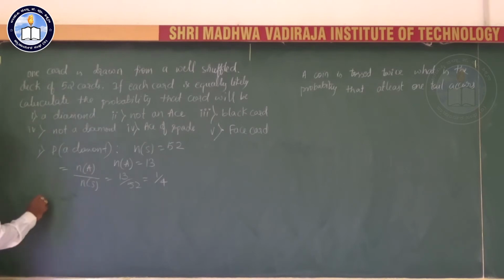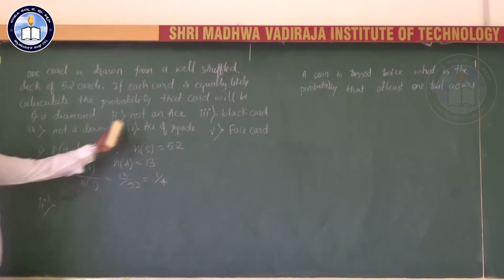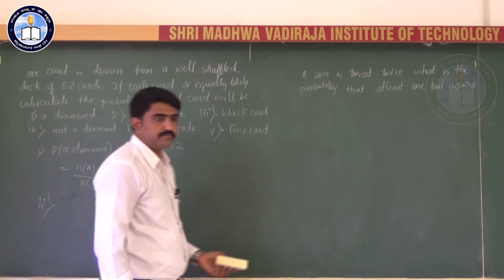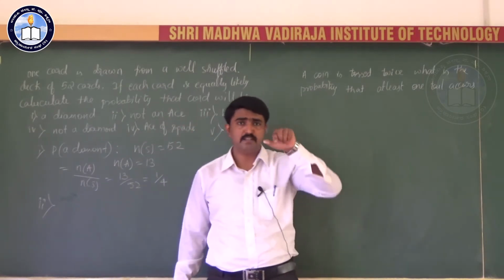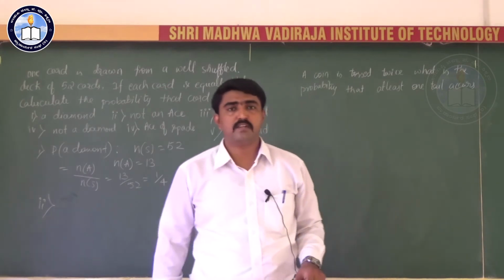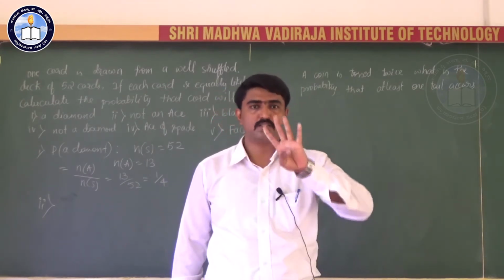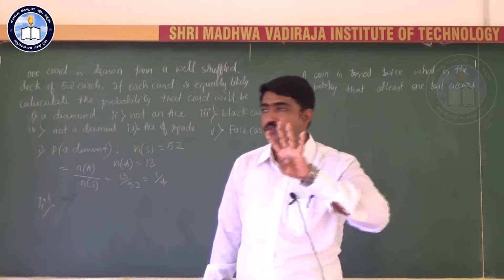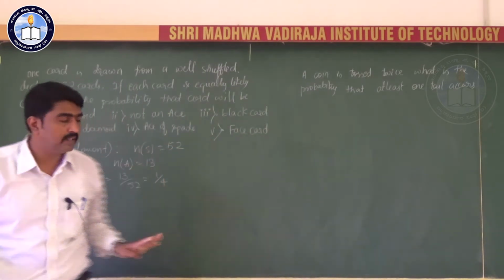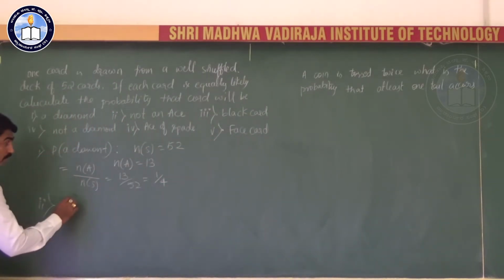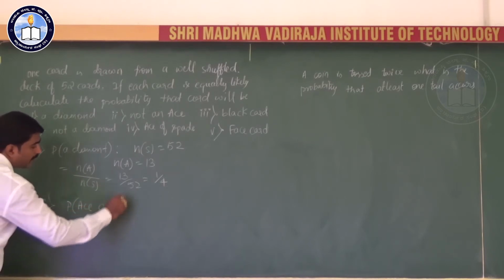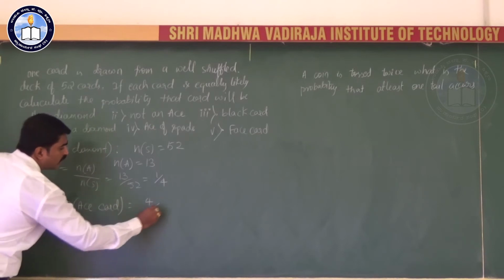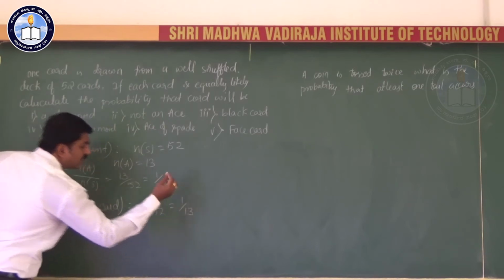Next, second one, not an ace card. So how many ace cards are there? A means cards that start with the letter A. How many cards? 4 cards will be there. So probability of getting an ace card, let me find out first. There are 4 cards out of 52, therefore it is 1 by 13.